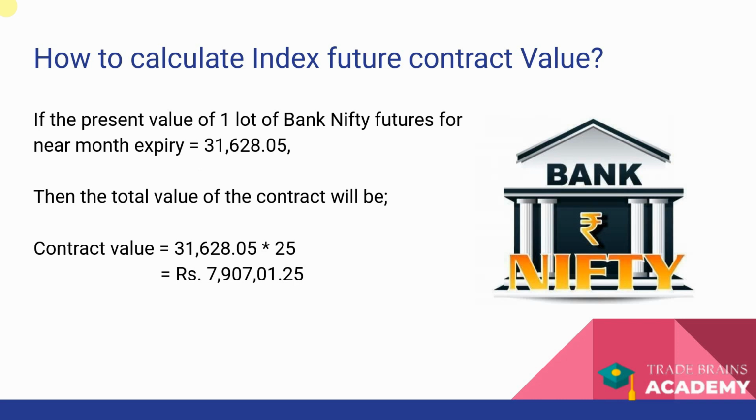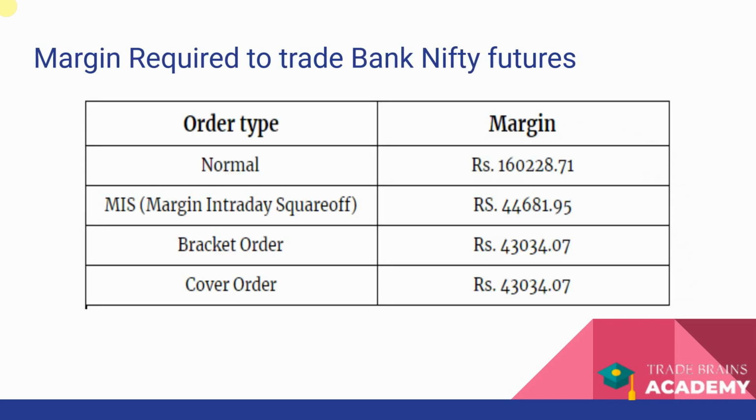And now let us see the amount of margin required to trade this kind of contract under different kinds of orders. So under normal order you need 1,60,000. For MIS trade you need 44,000, and for bracket order and cover order you need 43,034 rupees. So the amount of margin gets reduced when we have already specified the stop loss and target for it. And if the holding period is also shorter, then the amount of margin required will also be smaller.